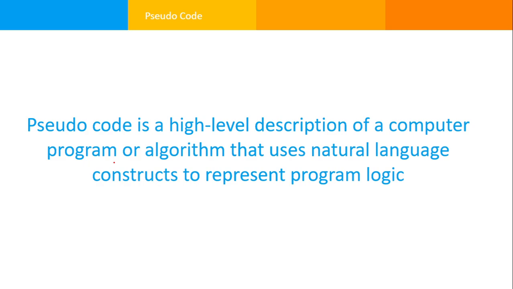So more or less we say that pseudocode is an English-like statement. It is an English-like statement that is used to represent a program algorithm or a program logic. Let's look at an example. I believe that can maybe solidify your understanding. So let's look at that.